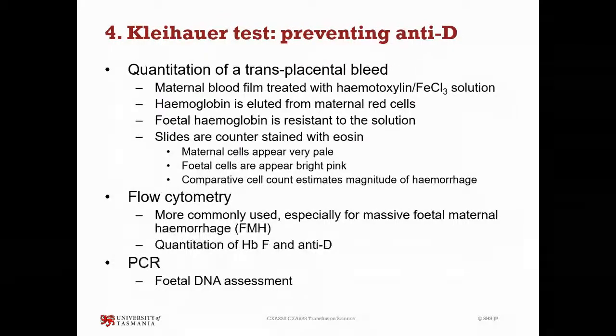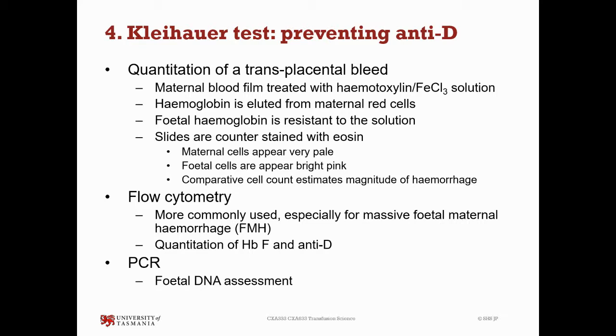So the Kleihauer test is a test that actually quantitates when a transplacental bleed does take place, and we need to know this because we need to know how much anti-D immunoglobulin to give. The principle of the Kleihauer test is that fetal hemoglobin, hemoglobin F, you may recall from hematology 2, we have hemoglobin F, and we also have hemoglobin A, adult hemoglobin. Hemoglobin F is more resistant to acid elution than adult hemoglobin is.